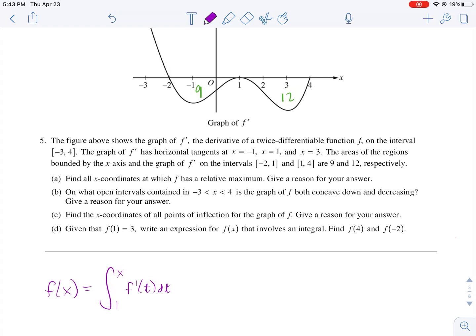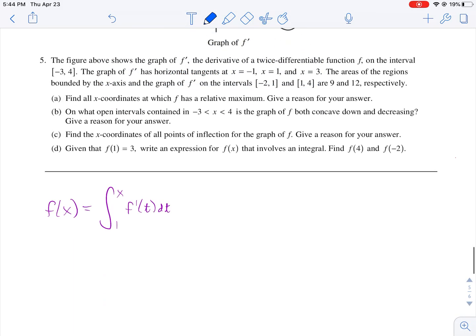And the reason that I'm choosing 1 for my lower bound is because that's a given value. And then when I calculate f of any number, I just plug in whichever one I want for my x right here. And then that's a calculable area from the graph, and one value will be unknown and one value will be known. So what I mean by that is, remember, the antiderivative of f prime is f.